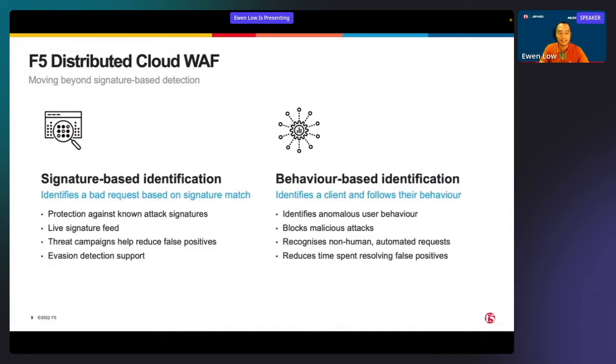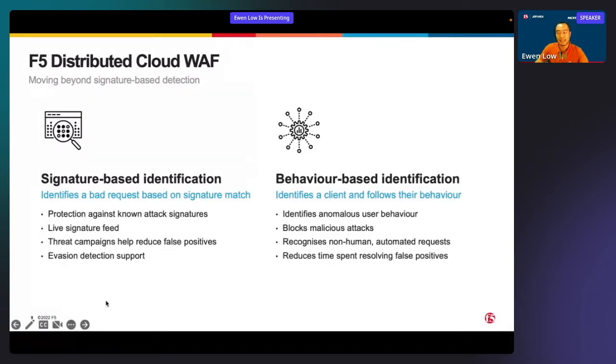A threat campaign is something that is developed by our SRRT team, the Security Incident Response team. They help to correlate all these kinds of attacks and come up with a signature. Basically, this signature will reduce some of the false positives in your application attacks. So this is the first part of it.